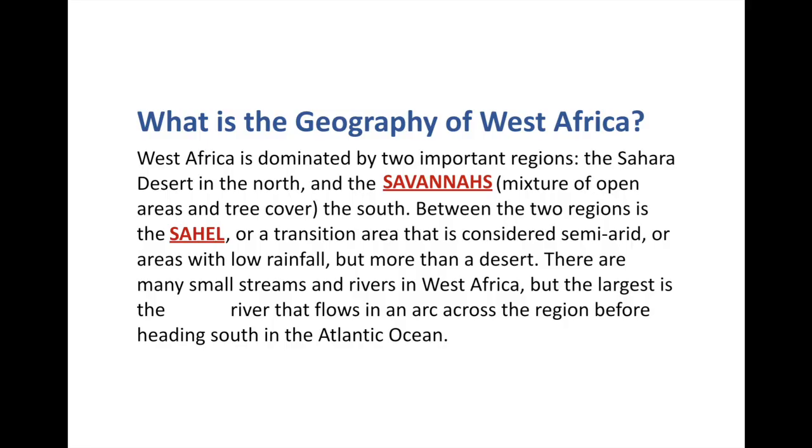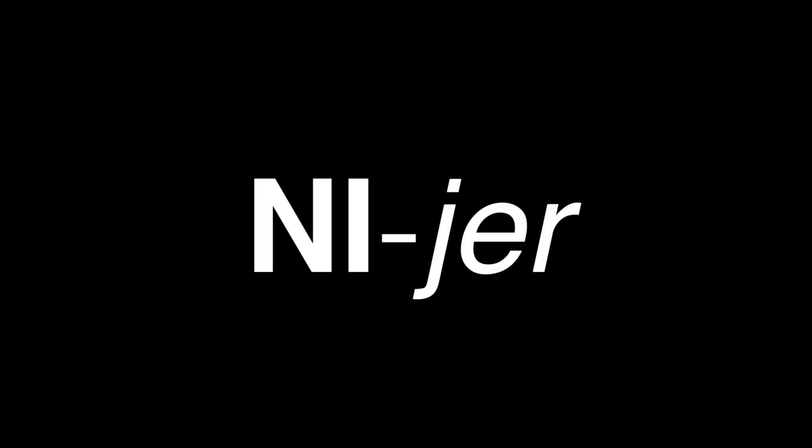There are many small streams, but the largest one is the Niger River, which flows in an arc across the region before heading south to the Atlantic Ocean. Now, I know none of you are thinking this, but this is how you pronounce it. Niger. Say it with me. Niger. Got it? Okay.